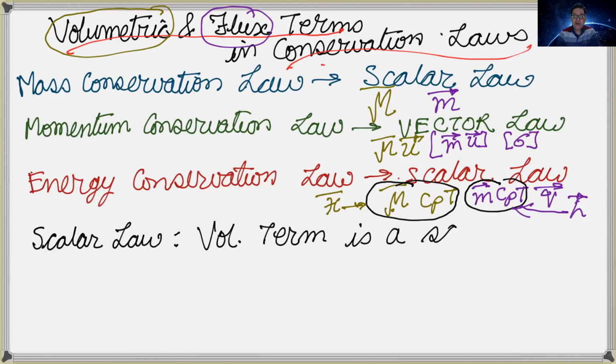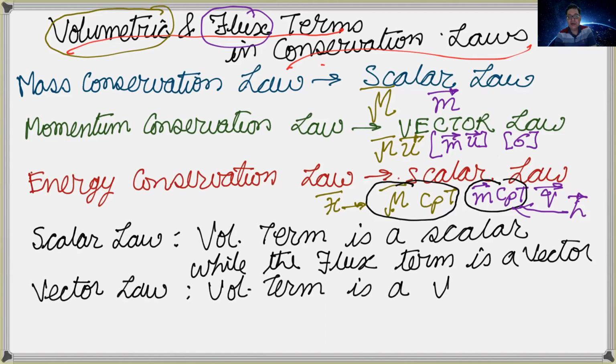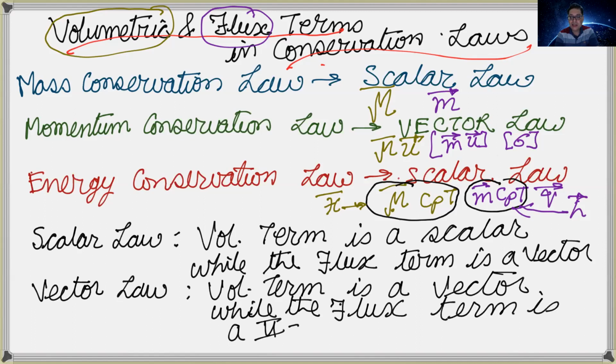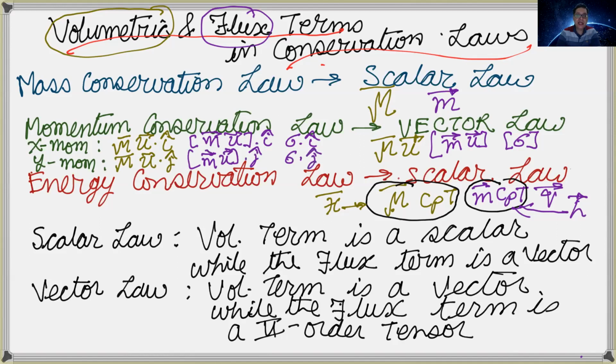So in a scalar law, the volumetric term is a scalar, while the flux term is a vector. Whereas in a vector law, which is the momentum conservation law here, the volumetric term is a vector, while the flux term is a second order tensor. However, as I had mentioned earlier, any vector law we apply component by component. And we know from vector calculus that to take an x component, we take the dot product with the unit vector in the x direction, that is i.